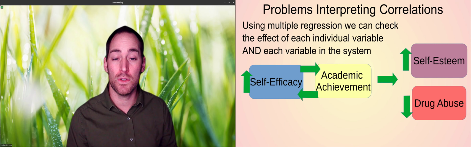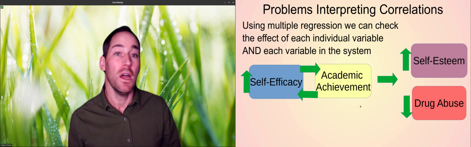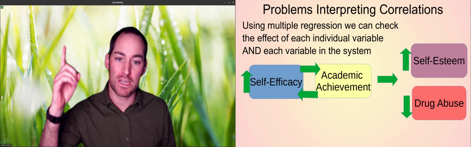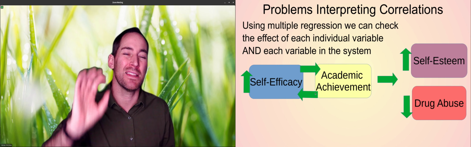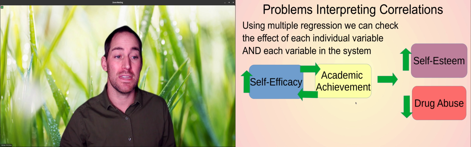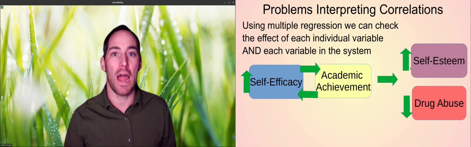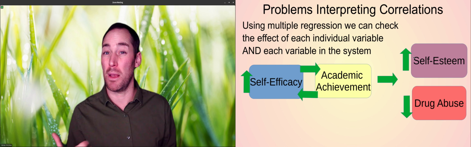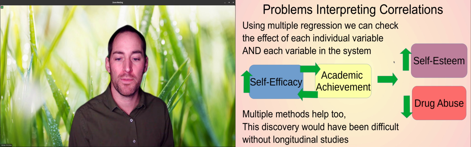So again, we can use multiple regression to look at the effects of each of these variables in the system. Again, we won't get that causal data. We wouldn't be able to see that first self-efficacy goes up and then academic achievement goes up and then self-esteem goes up unless we do experiments and longitudinal studies. But we can see how strongly each of the variables are correlated with each other, and whether self-esteem is a really big part of this relationship or not a very big part of it. So multiple methods help too.